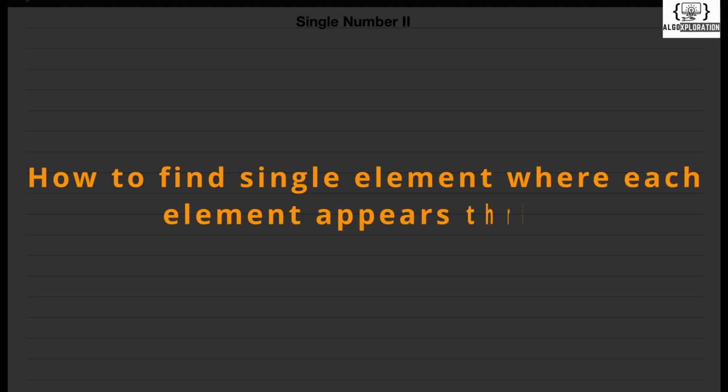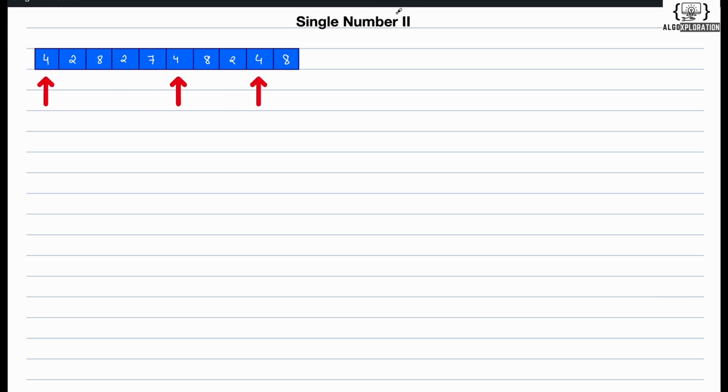Now in today's lecture we are going to see how to find a single element where each element is appearing thrice. Let's take one example. Here we have an array in which we can see that elements 2, 4, 8 are appearing thrice, but 7 is appearing only once, right? So we have to return 7 as an answer. It is guaranteed that one element will be appearing only once, and all other elements will be appearing thrice. Now let's see how we can solve this problem.